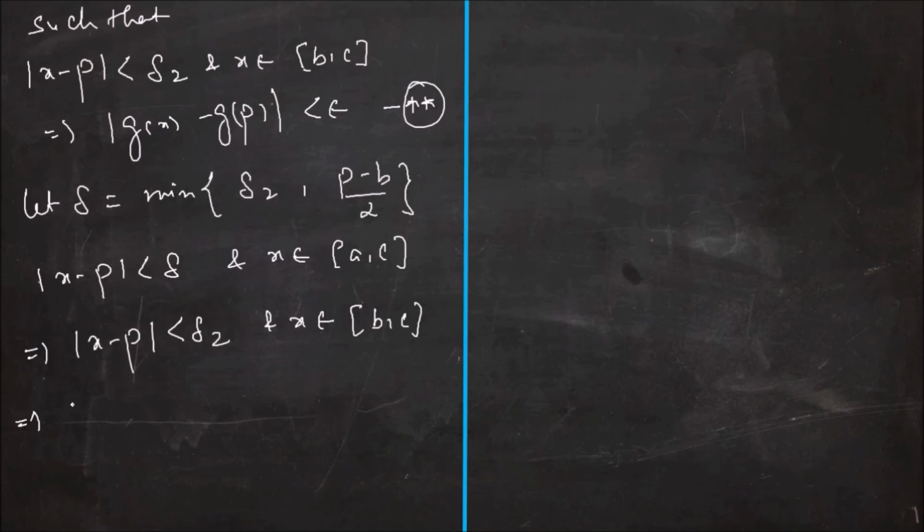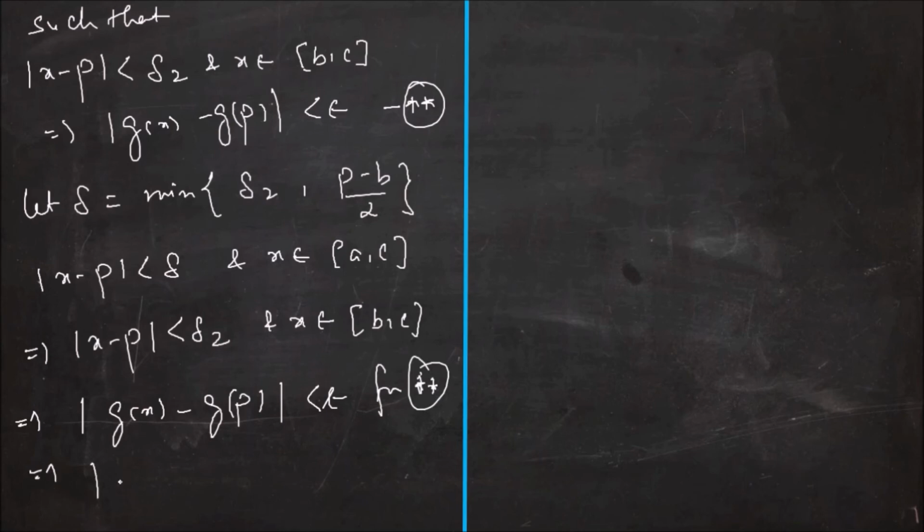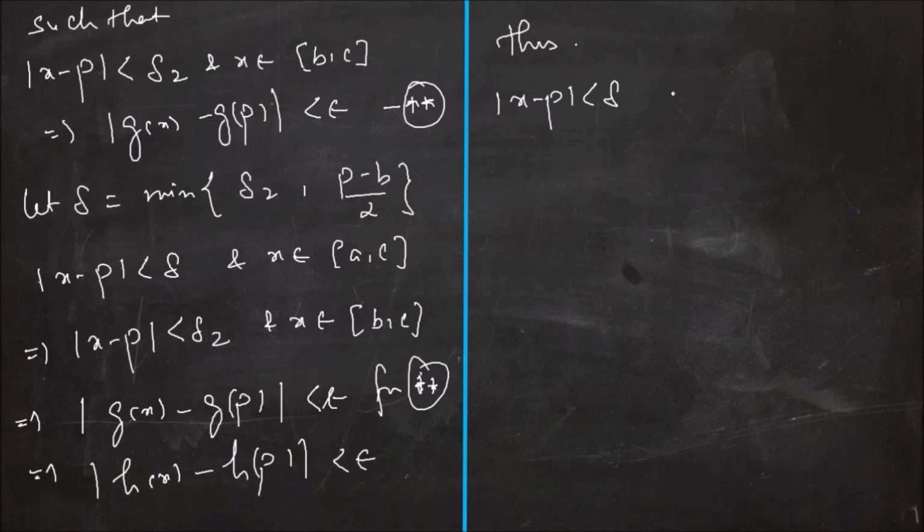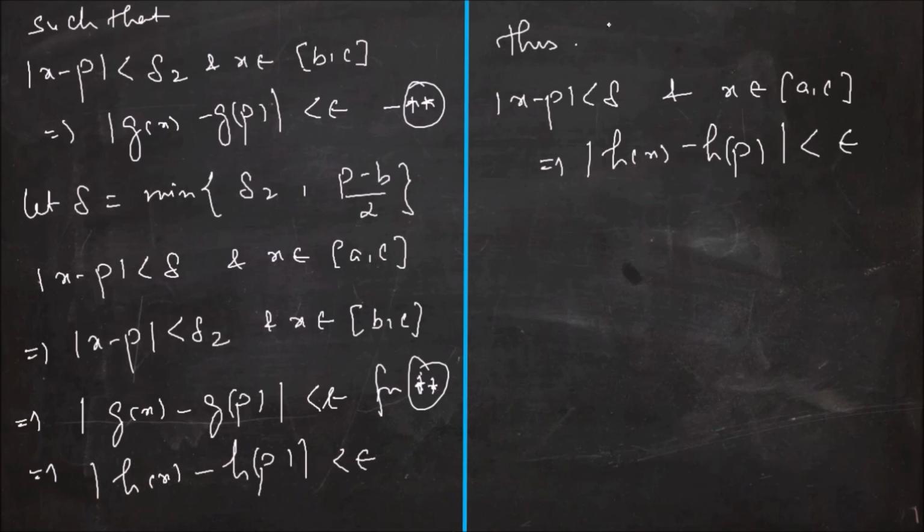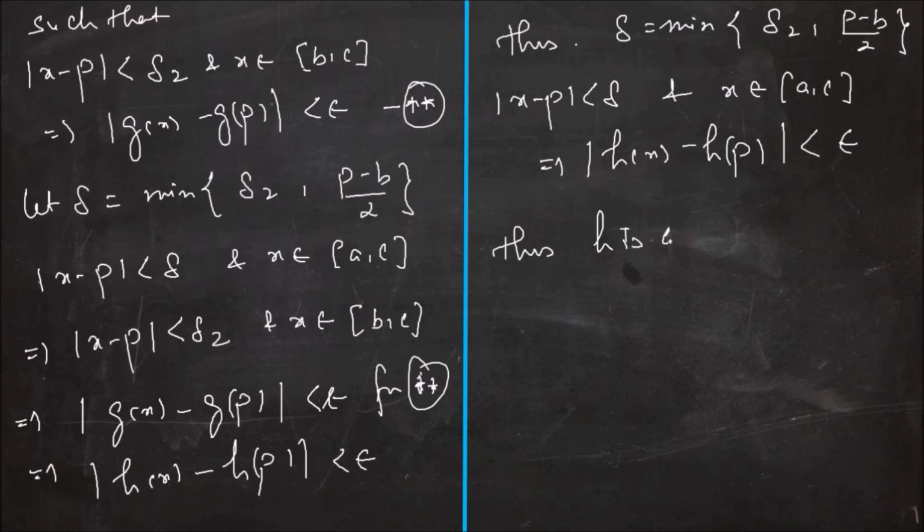And then from double star we have |g(x) minus g(p)| is less than epsilon, and since x belongs to BC, g(x) is equal to h(x) and g(p) is h(p), so |h(x) minus h(p)| is less than epsilon. So |x minus p| less than delta and x belonging to AC implies |h(x) minus h(p)| is less than epsilon. This is true for delta equal to minimum of delta 2 and (p minus b) by 2. Thus h is continuous at p. So this completes case 2.